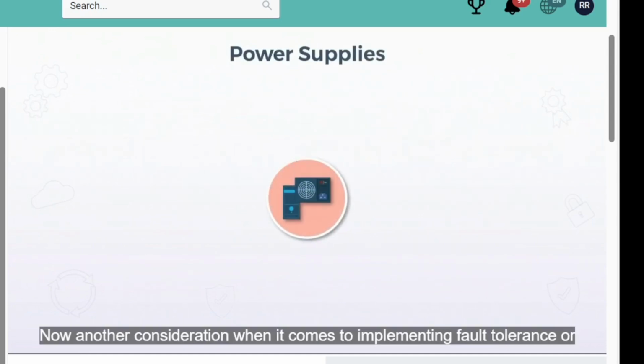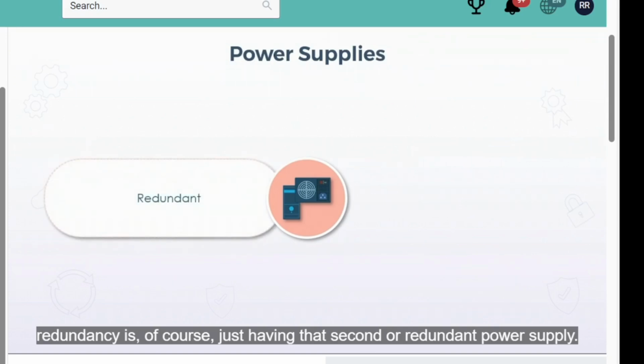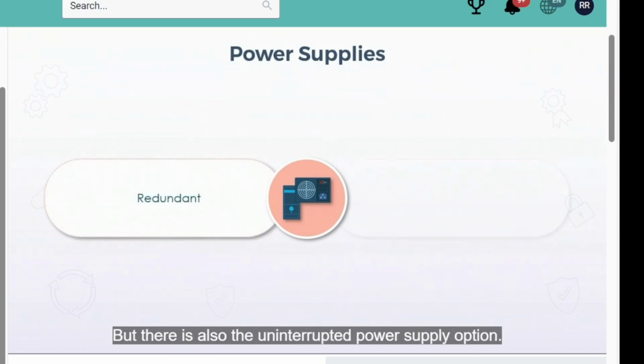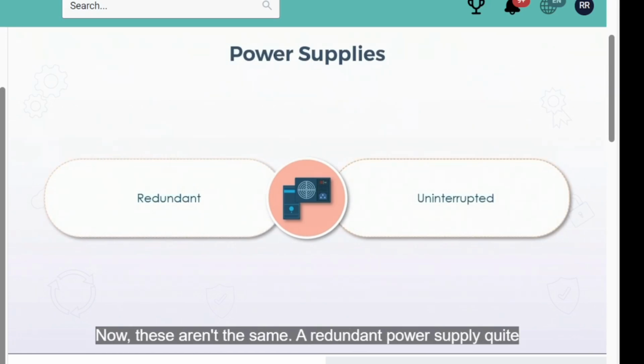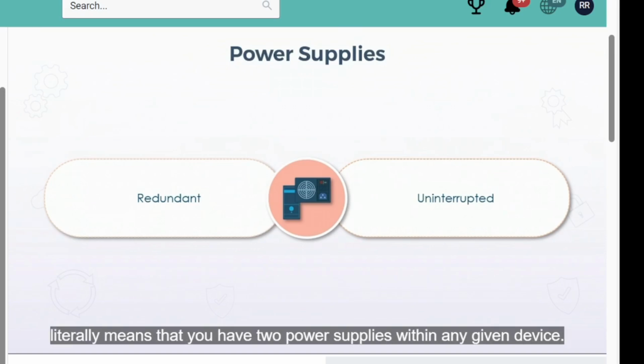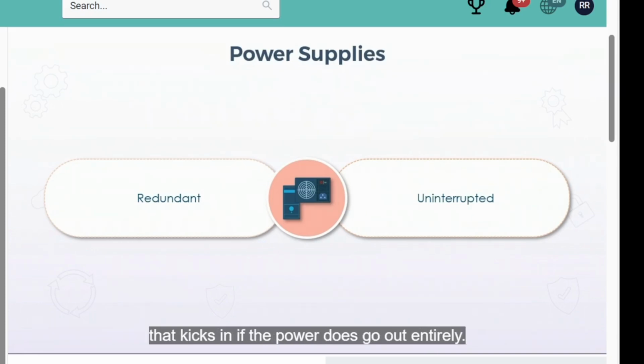Now, another consideration when it comes to implementing fault tolerance or redundancy is, of course, just having that second or redundant power supply, but there is also the uninterrupted power supply option. Now, these aren't the same. A redundant power supply quite literally means that you have two power supplies within any given device, whereas an uninterrupted power supply is a separate battery-powered device that kicks in if the power does go out entirely.